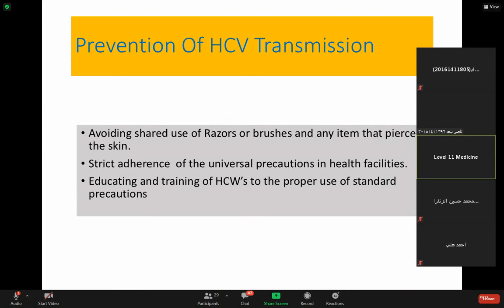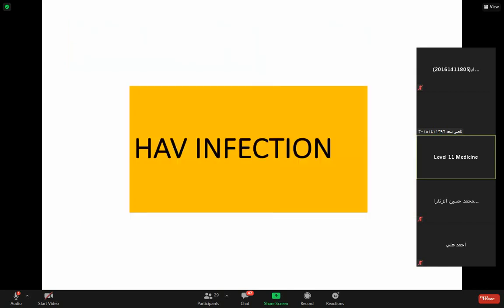How to prevent hepatitis C? Well, avoid sharing equipment like razors and toothbrushes, and strictly adhere to the universal precautions, especially in health facilities. Don't forget hemodialysis and endoscopy are a potential risk of transmission, as well as education. Okay. Any questions, guys?